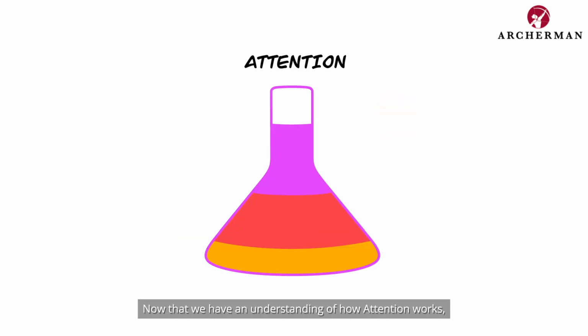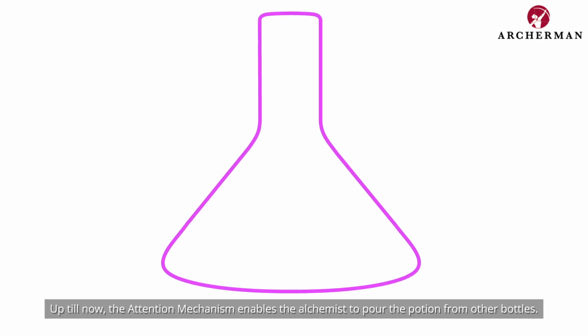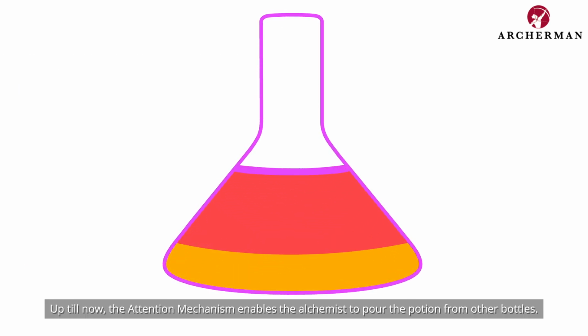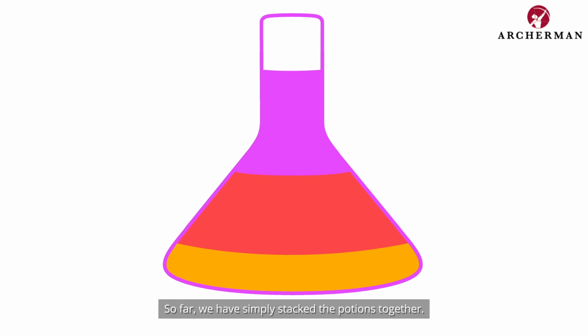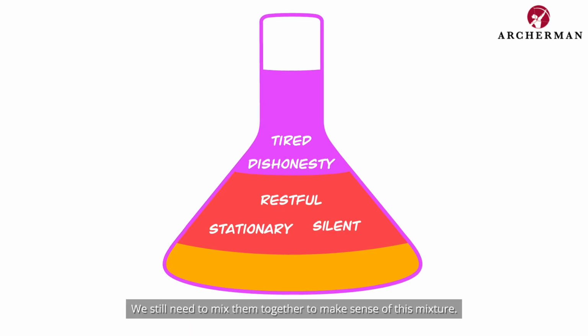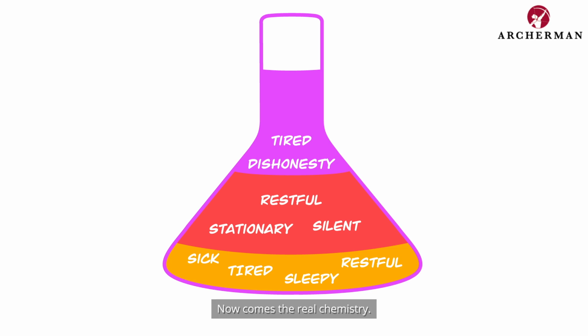Now that we have an understanding of how attention works, let's turn to the next component of the transformer. Up to now, the attention mechanism enables the alchemist to pour the potion from other bottles. So far, we've simply stacked the potions together. We still need to mix them together to make sense of the mixture. Now comes the real chemistry.